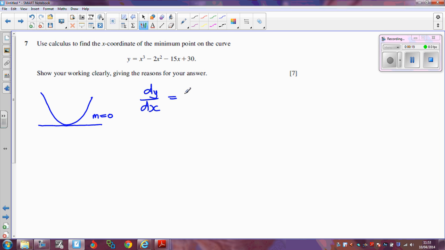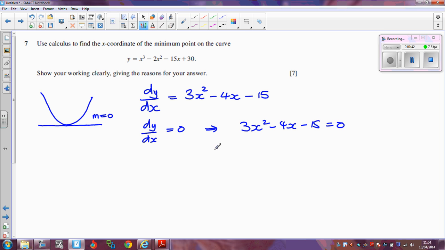If I differentiate x cubed, I get 3x squared. Here I do 2 times minus 2, well that's minus 4x to the power 1, well that's just minus 4x. Differentiate minus 15x, and I get minus 15. And at a minimum, I know that dy by dx is equal to 0. And that means that 3x squared minus 4x minus 15 is equal to 0.